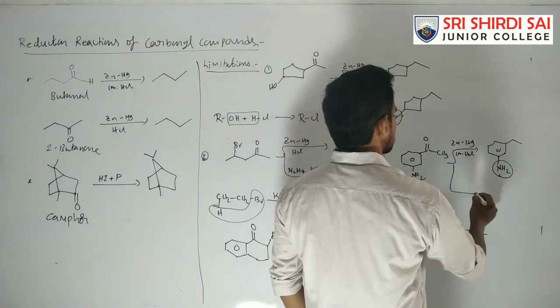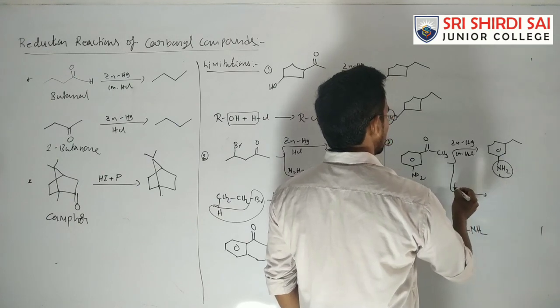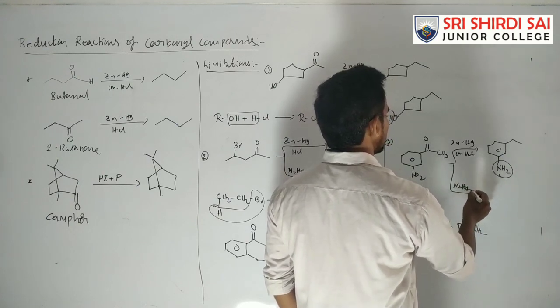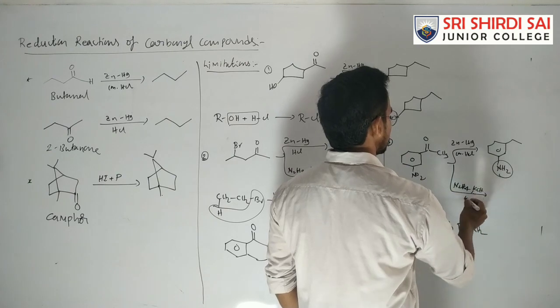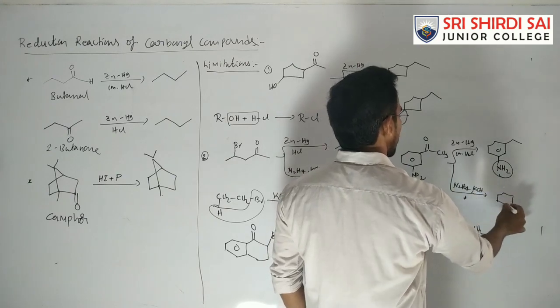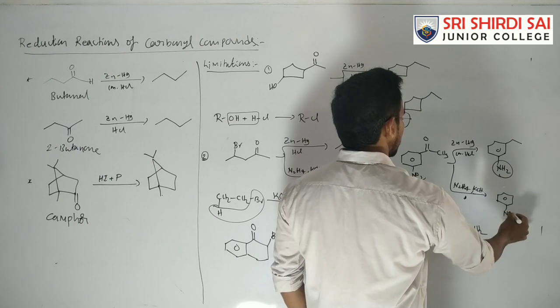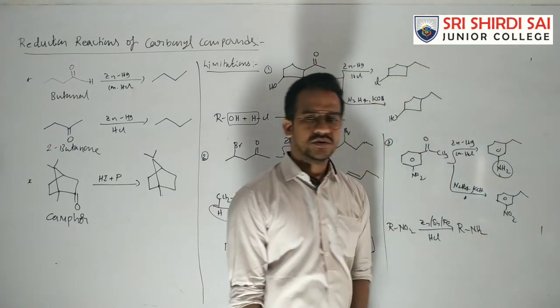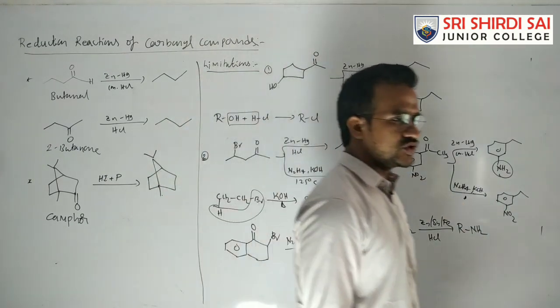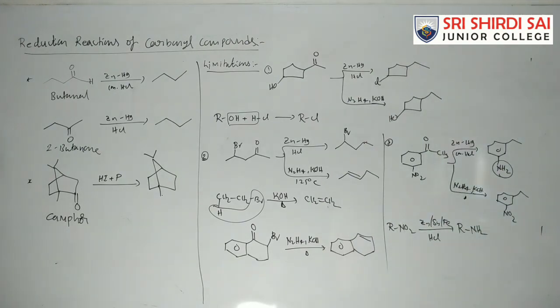But now, for this compound in Wolff-Kishner reduction, with NH2NH2, KOH and heating, the NO2 remains the same, it is not affected, but C=O is converted to CH2. So there are limitations. In general, for the reduction of these compounds, either Clemmensen reduction or Wolff-Kishner reduction is suitable. That is the main point of these reactions. Okay, write down.